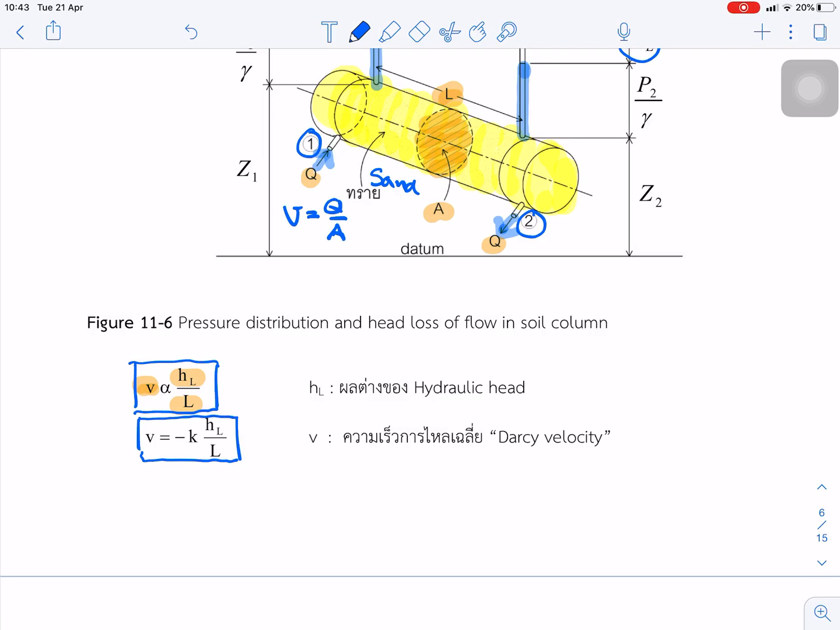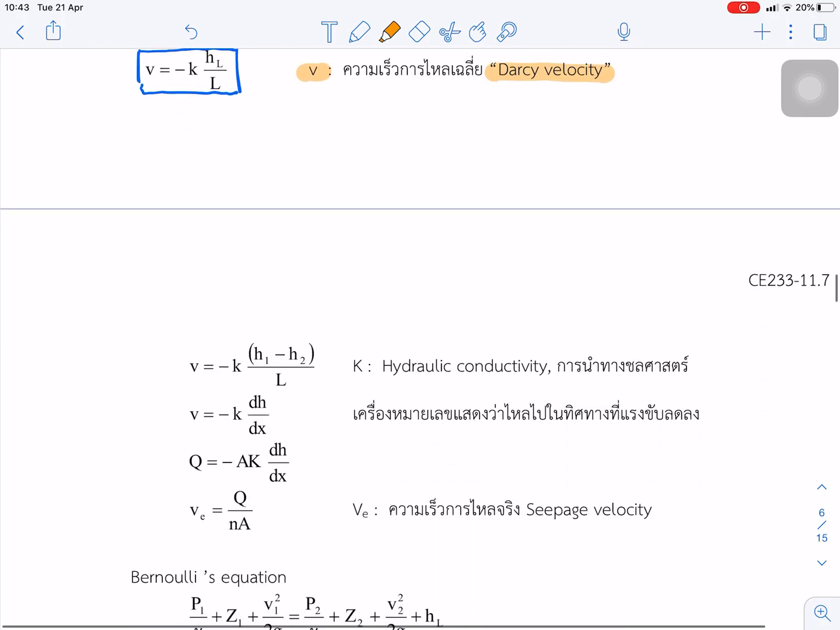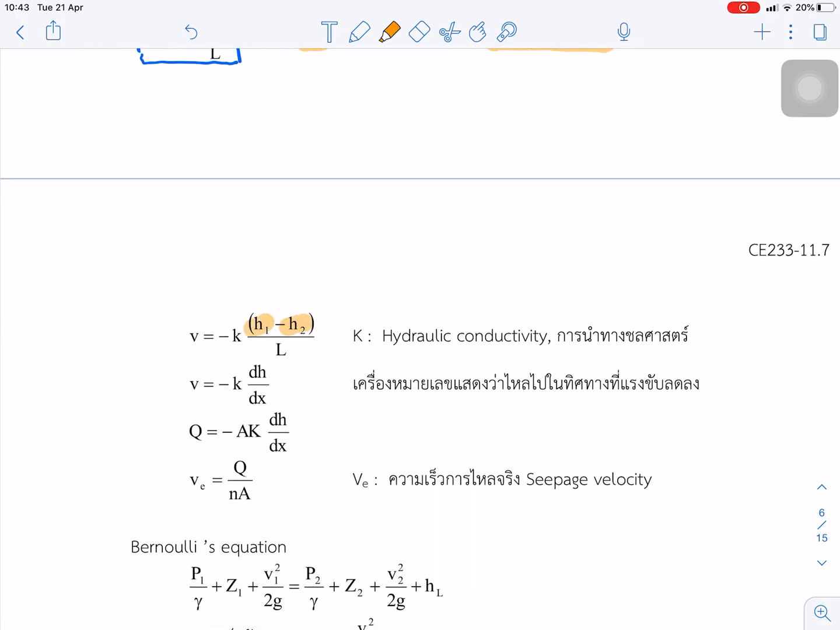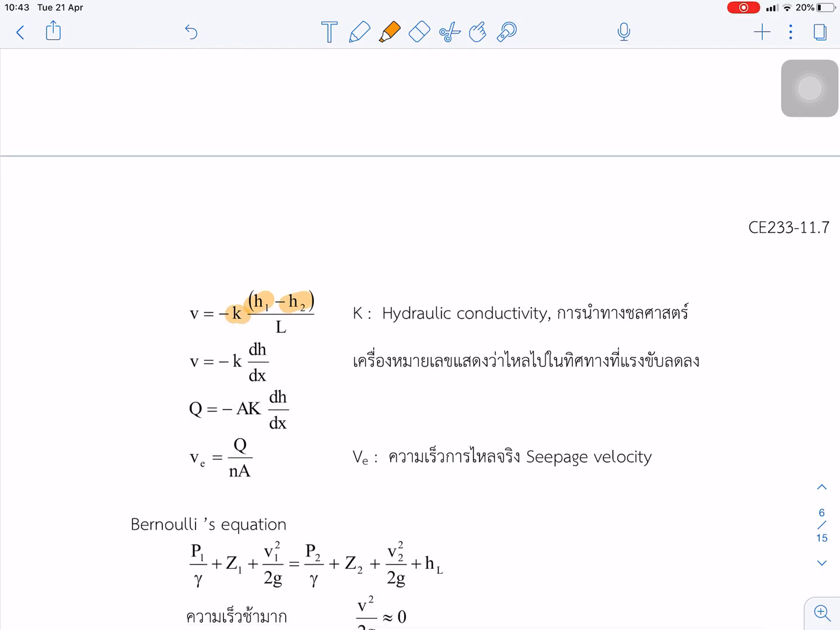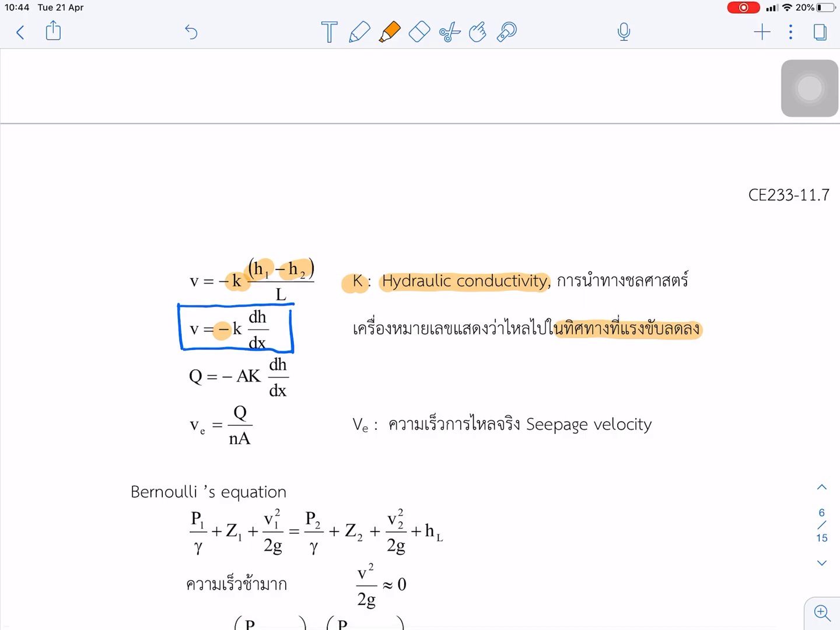V is the Darcy velocity, and the head difference over L is the difference of the hydraulic head between 2 points. K is the hydraulic conductivity, which makes the two sides equal. We can write the Darcy velocity in terms of the derivative dh over dx, and the negative sign is there because the driving force is toward lower head. If we multiply this Darcy velocity by the area, we get the equation of Q.